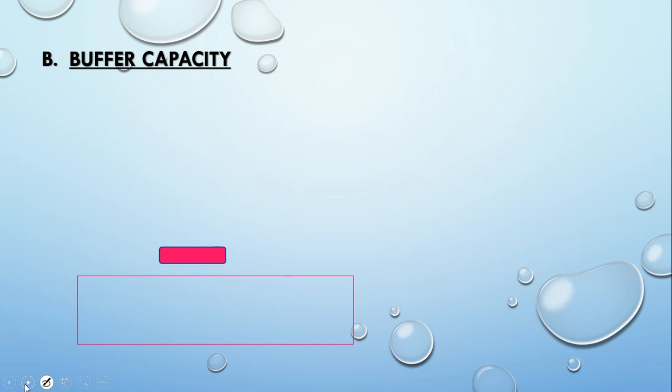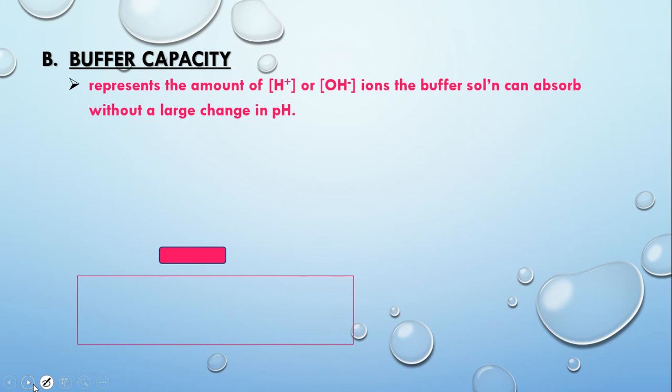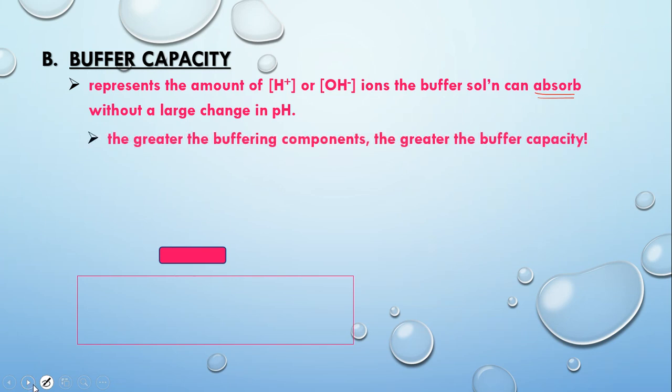So this leads us to our final part as far as buffer systems go, and that's referring to something we call buffer capacity. Buffer capacity represents the amount of hydrogen ions or hydroxide ions that the buffer solution can absorb without a large change in pH. The greater the concentration of the buffering components, the greater its buffer capacity. They're directly related.